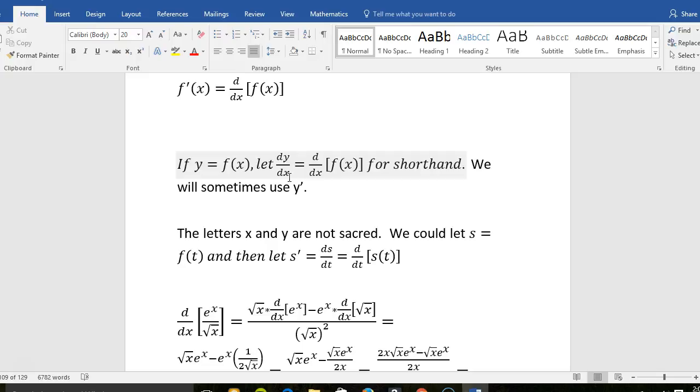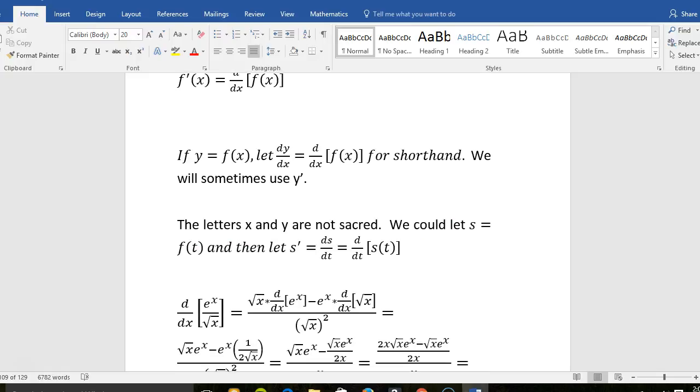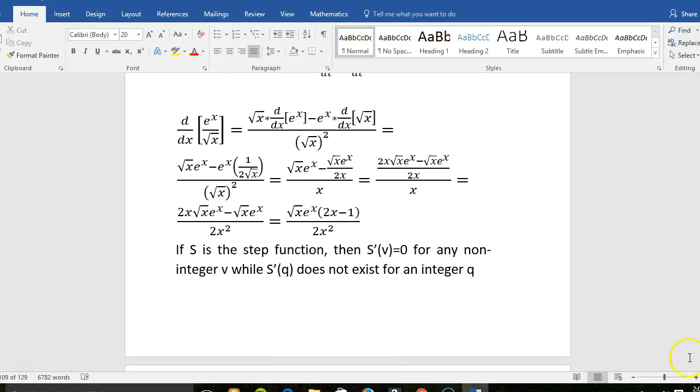But with certain things granted, dy by dx is the reciprocal of dx by dy. But we'll talk more about that later. The letters x and y are not sacred. We could just as well use s's and t's. In physics they do sometimes.